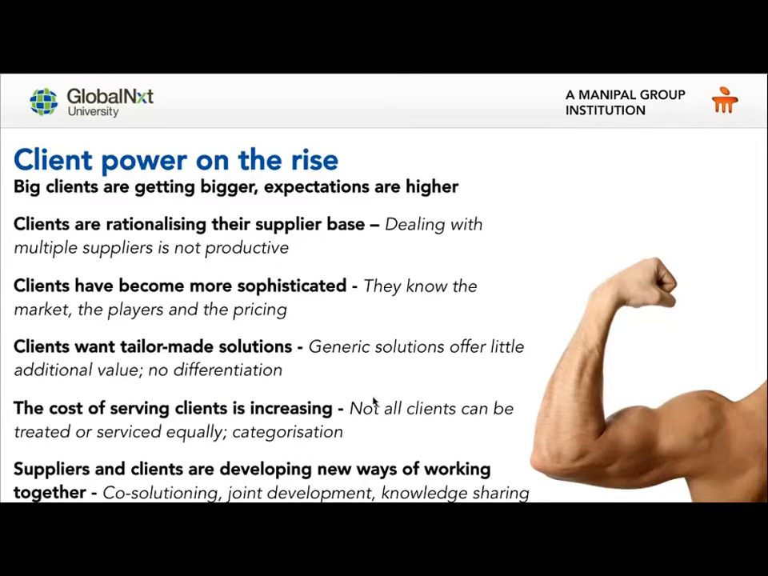So they don't want to simply buy from a supplier anymore. They want co-solutioning. They want to work with suppliers jointly on solutions. They want to jointly develop things, and they want to share knowledge at a much more intimate level. So, these are things which are happening on the client side.